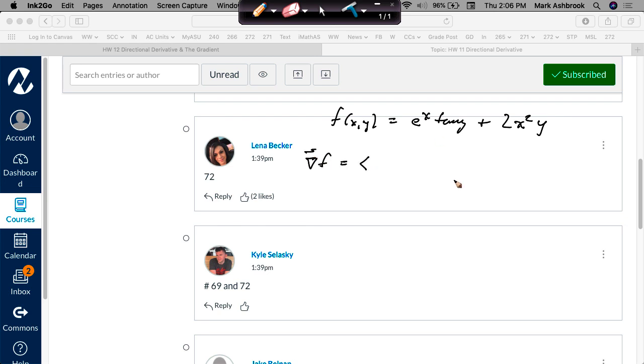Partial with respect to x. So that's a constant, so it's going to be tangent y times e to the x plus 4xy. Yes? Okay, and then with respect to y, e to the x times secant squared y, good, plus 2x squared. So there's our gradient.